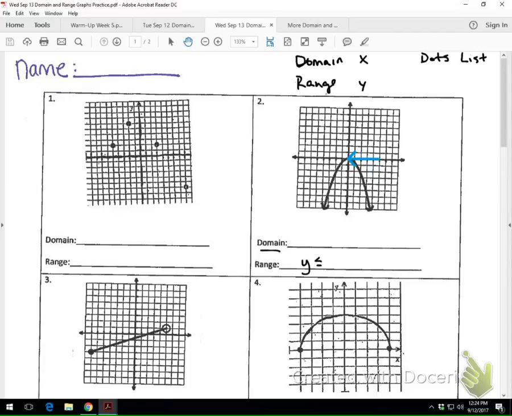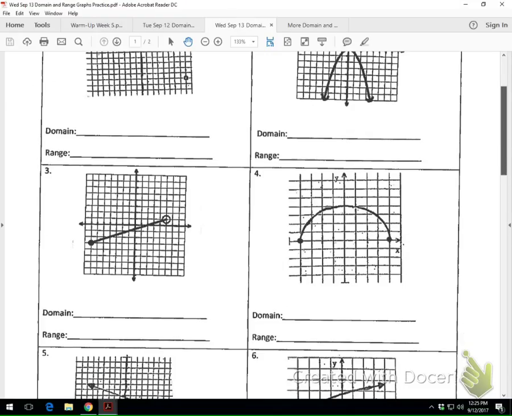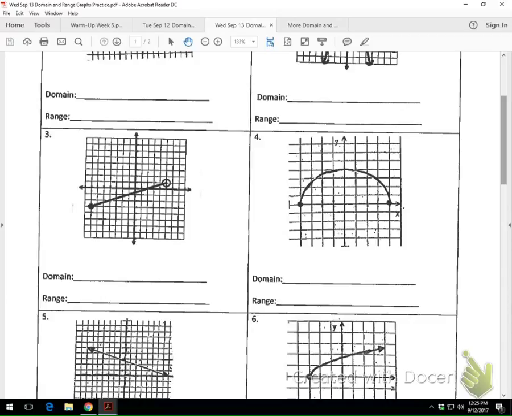If you look at number 3, this one I'm going to do with you because it shows an open circle instead of a closed circle. So we can see the edges of the graph. We know domain is going to deal with X and range is going to deal with Y. Now if we go from the very left and we go up and we figure out what that number is, that's 1, 2, 3, 4, 5, 6, 7. It's a negative 7. And since it's a closed circle right there, we're going to use less than or equal to.